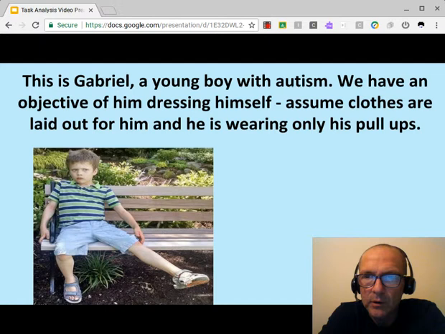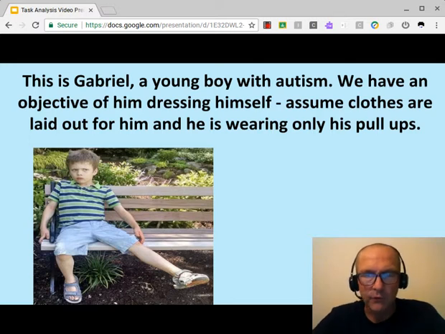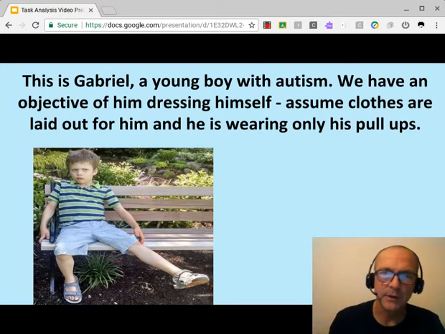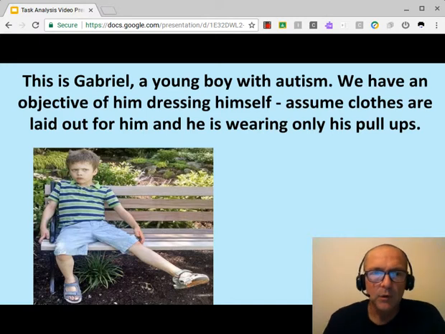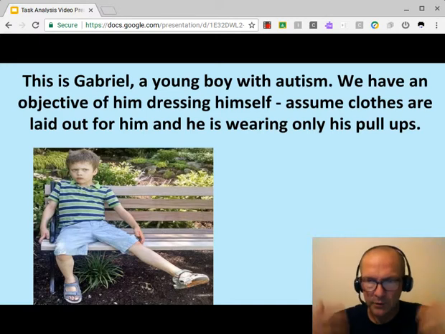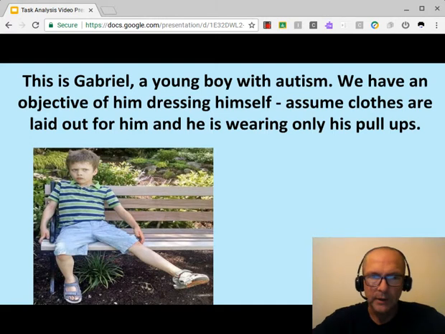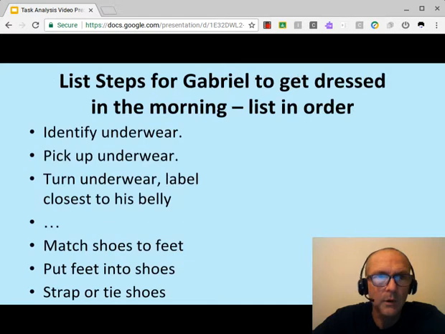This is my son Gabriel, and let's say he's a boy with autism, and let's say we have an objective of him dressing himself. Let's assume all the clothes are already laid out for him, and he's wearing pull-ups, and we want him to pick up the clothes and put them on, including socks and shoes. So let's list the steps for him to get dressed in the morning.